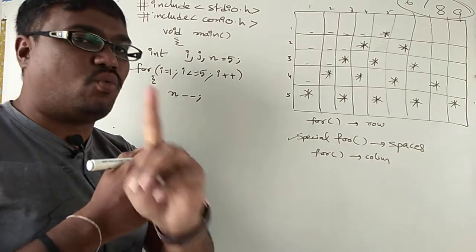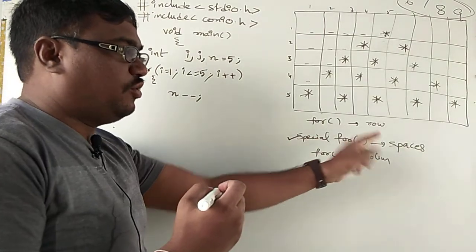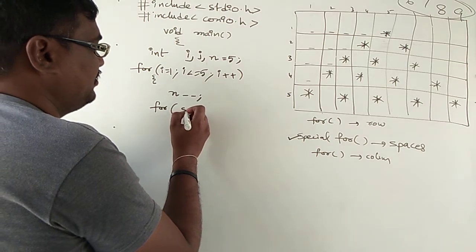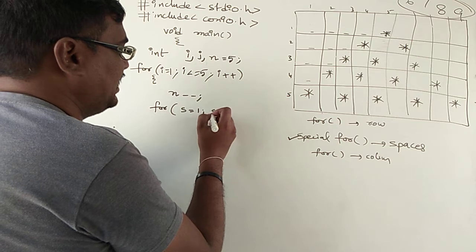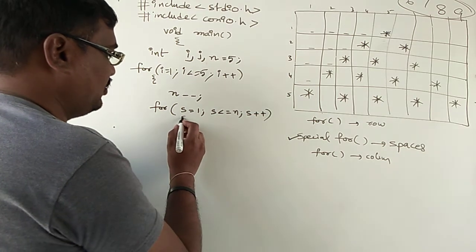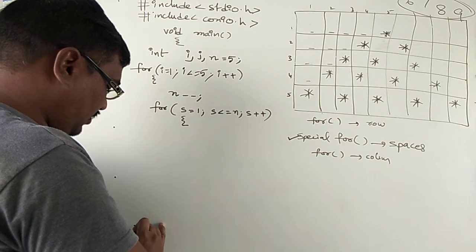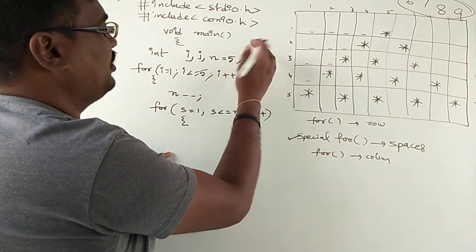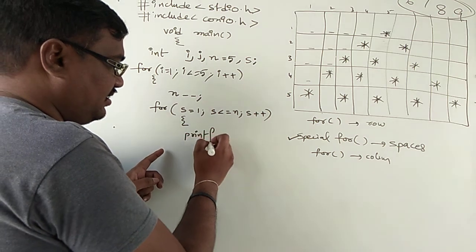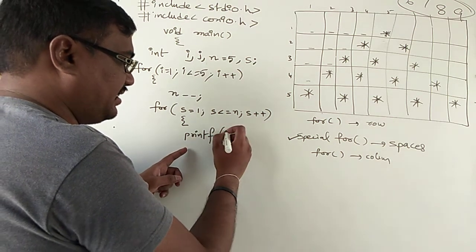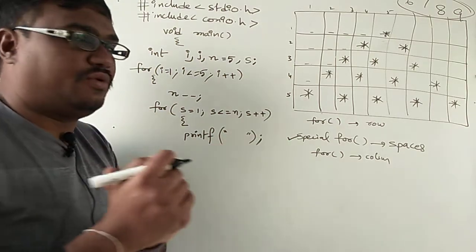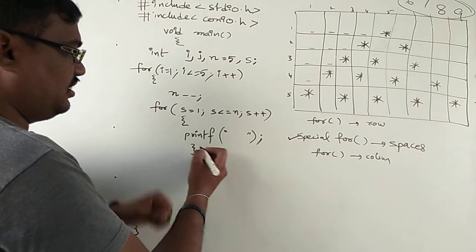Next, I want to write one for loop, a special for loop for spaces, to display the spaces: for s equal to 1, s less than or equal to n, s plus plus. This is the opening of the for, this is the closing of the spaces for. You must declare one more variable s here. Next, I want to display the space. printf means formatted print. What am I formatting? A space. I simply give one space between the double quotations, semicolon. That is enough. This is the closing of the for.